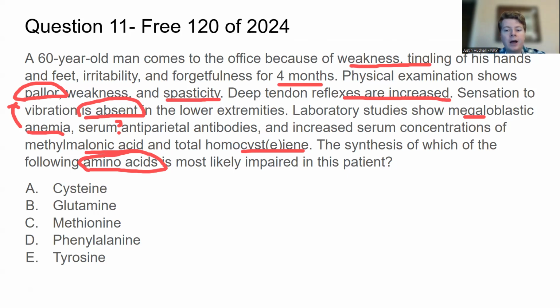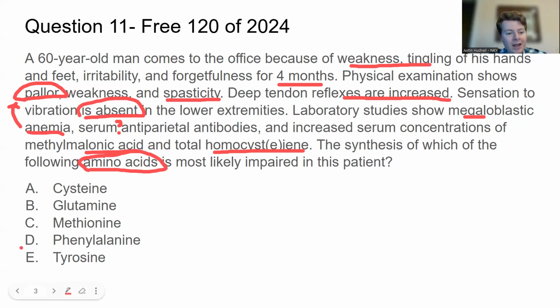And it's kind of a nail in the coffin for me when they show methylmalonic acid and total homocysteine, because I know that was a big talking point in the megaloblastic anemia section of heme/lymph. So I'm thinking either folate or B12, but I know B12 causes neurological symptoms. So I know it's a B12 deficiency without even knowing what antiparietal antibodies are. So now the question is the synthesis of which of the following amino acids is impaired in this patient. So it's asking us how B12 affects the pathways of these 5 amino acids.